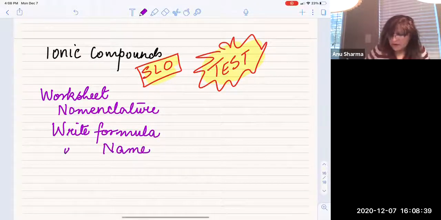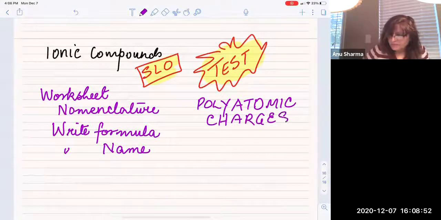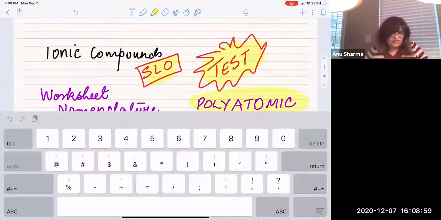So how to write? In this case, you should know, I cannot emphasize this any further, polyatomic ions and the charges. Very important. You should just know this. So you will have these questions on the exam. And then what else is there?